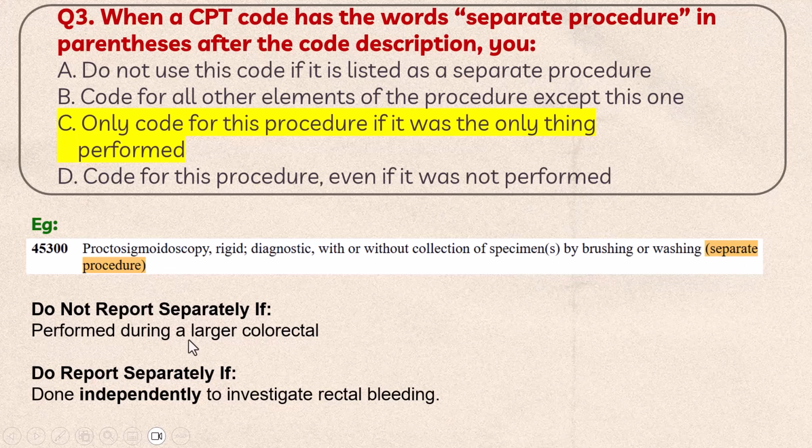If it is performed during a larger colorectal procedure, you need not report it separately because the procedure itself will contain this part. But you have to report it if done independently to investigate rectal bleeding. So proctosigmoidoscopy done independently, you can use this code. If it is done with the major procedure, you have to use the major procedure's code, not this separate code.